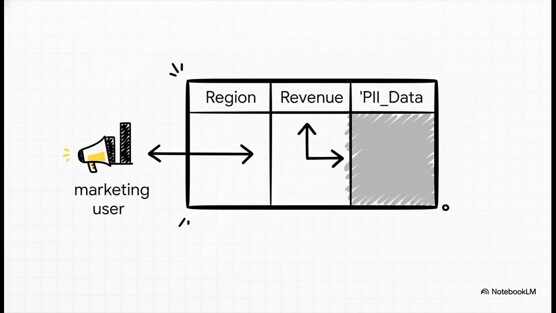And then there's column-level security. Your marketing team probably needs to see revenue and region, but they have absolutely no business seeing a customer's personal phone number. So you can give them access to the table, but completely block them from even seeing that PII data column. The sensitive info stays protected.